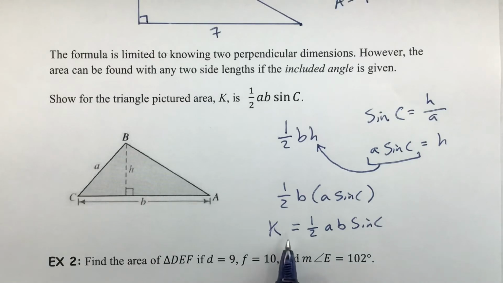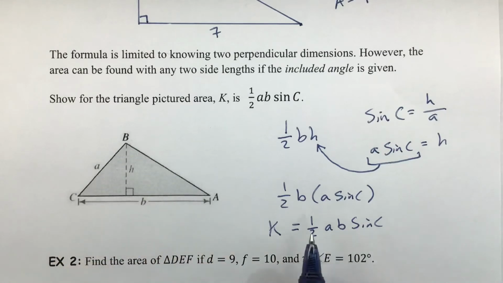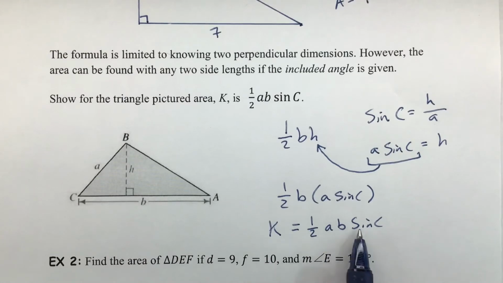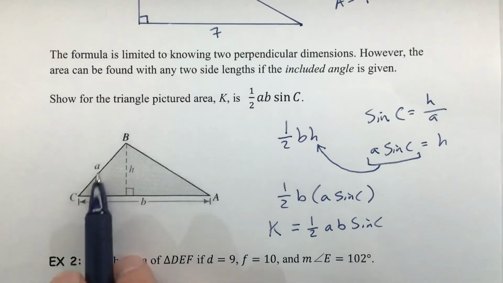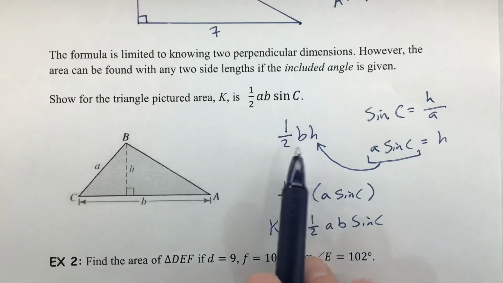And again, what this tells us is that to figure out the area of any triangle, you can take 1/2, the product of any two sides, multiplied by the sine of the angle between them. If you do that, you'll get the area of the triangle. So it gives you another option. It doesn't mean that it's easier to do the problem with trig, but it gives you another option in case you couldn't do it with the traditional formula.